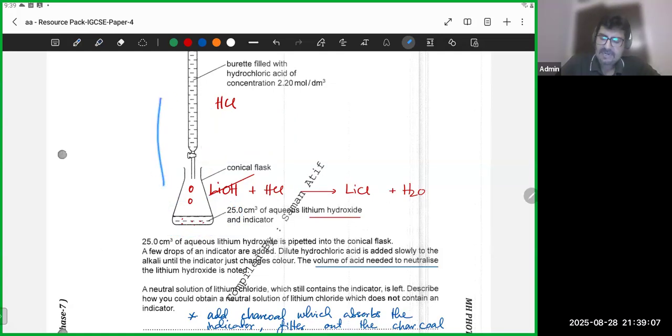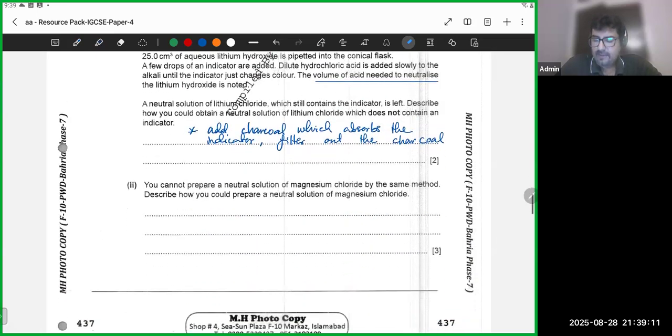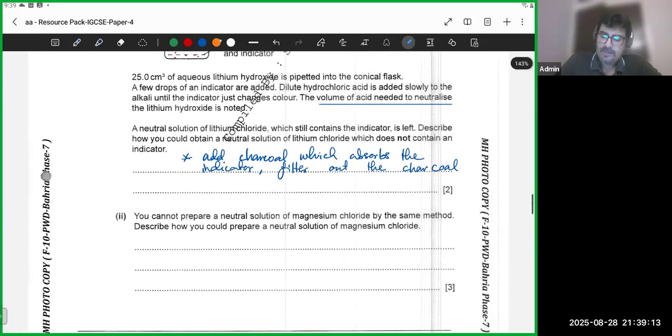Once you know the exact amount of HCl that is supposed to be poured into the flask, what you're going to do is you're going to repeat the reaction. So that's point number one. You can just use the charcoal to remove the indicator. But since he noted down the volumes, you repeat the titration again without the indicator.